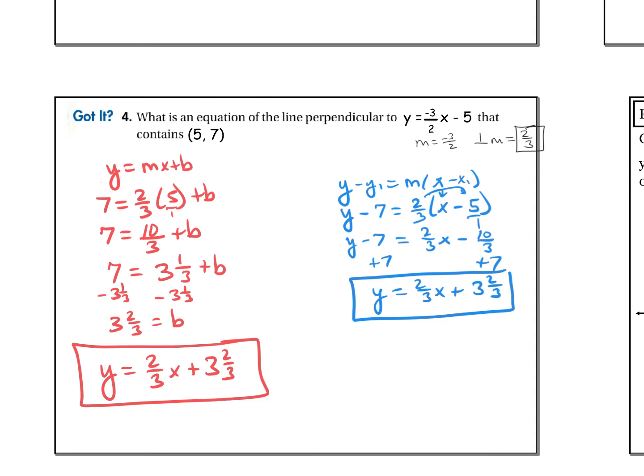Okay. Perpendicular, most common mistake people make is you read it too fast and you want to do parallel. So you want to extract the exact same slope. Be very careful. When it's perpendicular, then it is the negative reciprocal slope to this one.